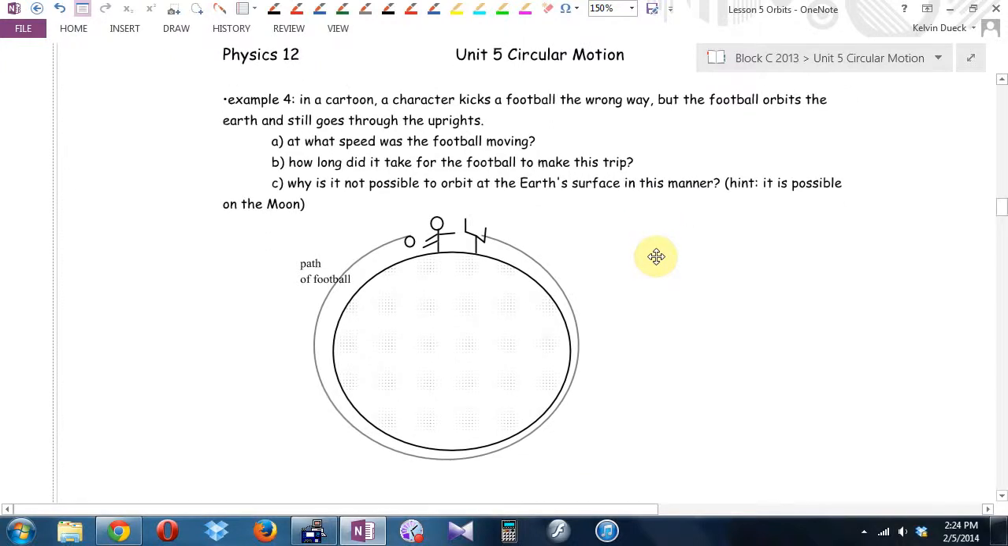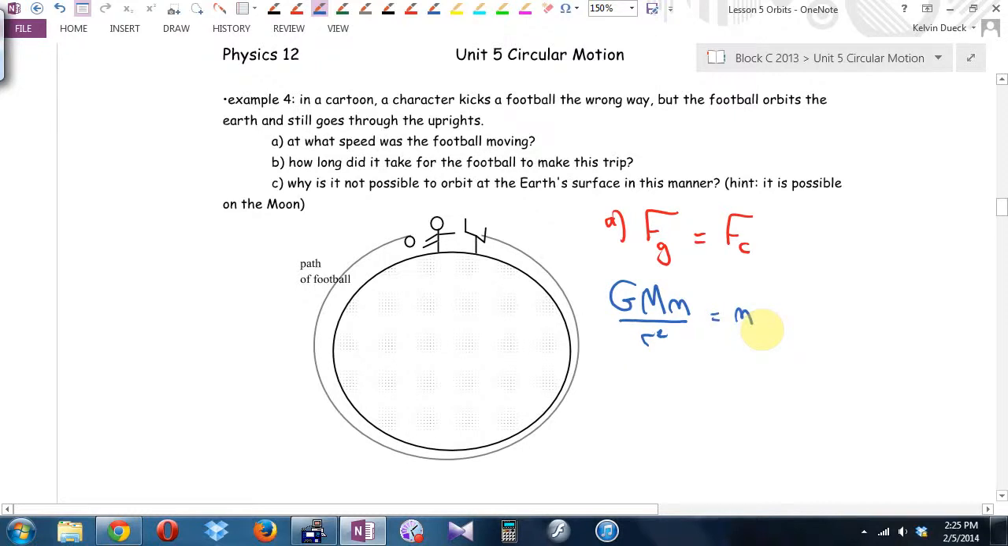So what does A want us to find? What path is this football tracing out? A circle. What force is pulling it in a circle? So, gravity equals centripetal. Which gravity? Not mg. Wait a minute, we're on the surface of the Earth here, Mr. Dueck. No, we're going to use the universal. Big G, big M, little m over r squared equals m.